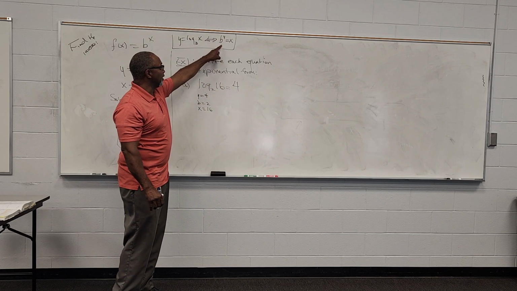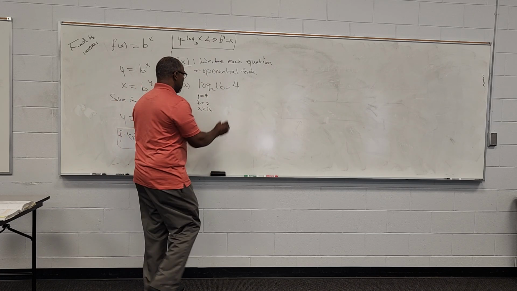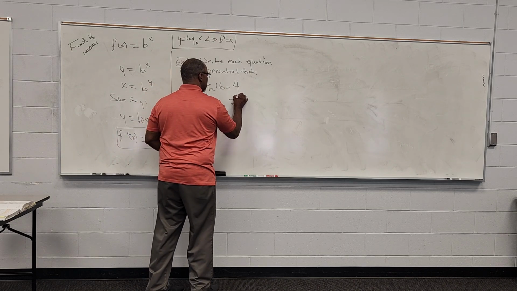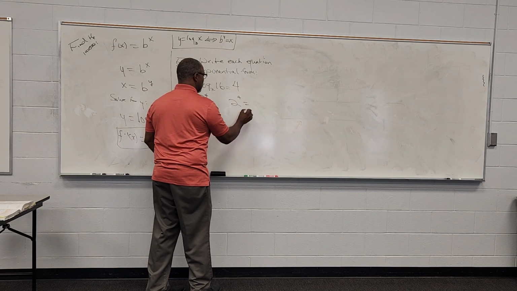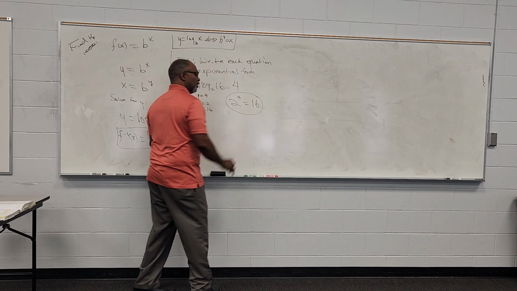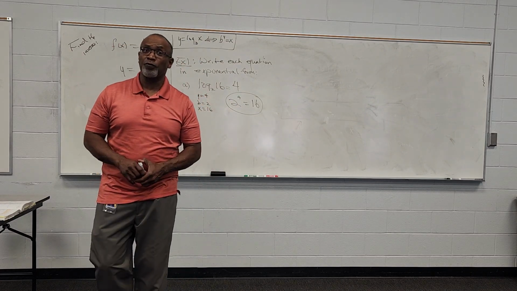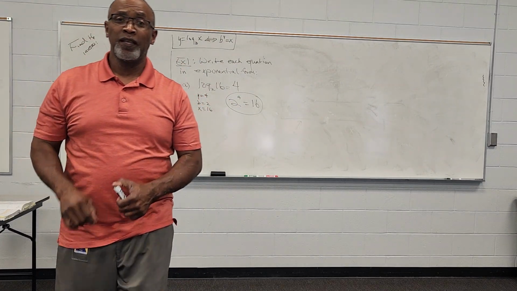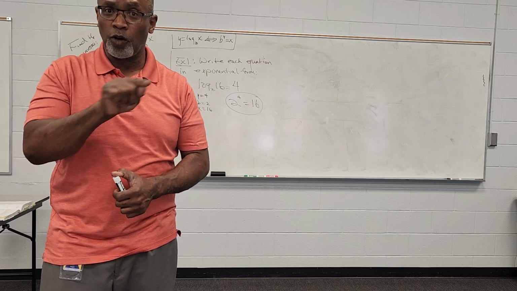Now I want to convert it into b to the y equals x. B is 2, to the y, the 4th power, equals x. That's the corresponding exponential form. If you've got something with an exponent, that's exponential form. In log form, you'll see the word log.